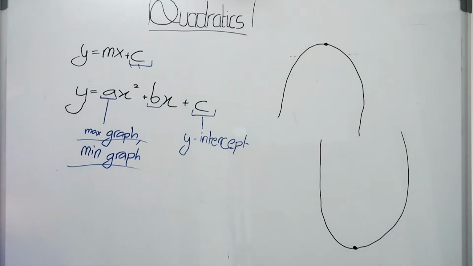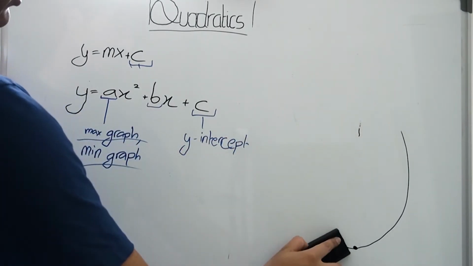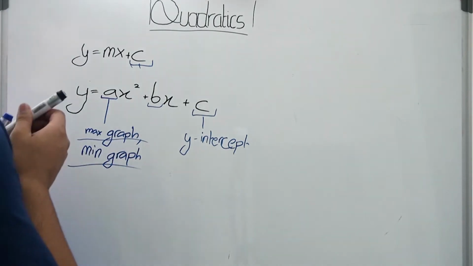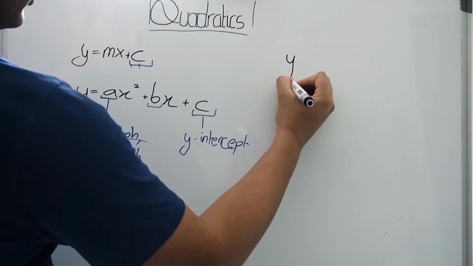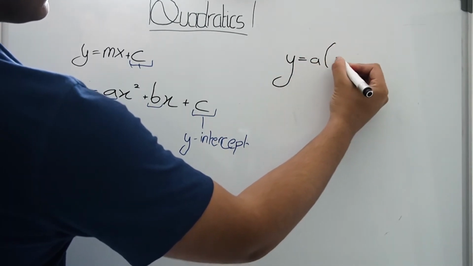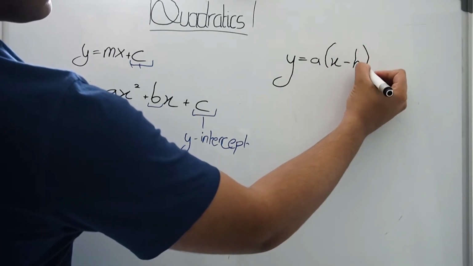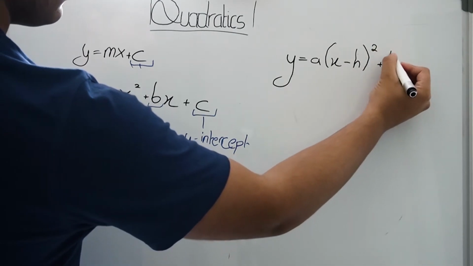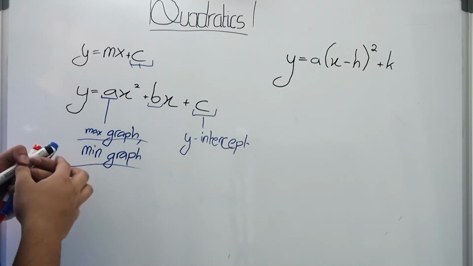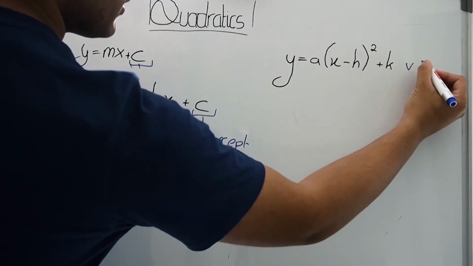Now, there is another form you can write your quadratic equations in, and that is your vertex form. I'll show you what a vertex form is. If you write it in vertex form, this is what you'll get. Now, this is a vertex form. The reason we call it a vertex form is it shows where the vertices are.